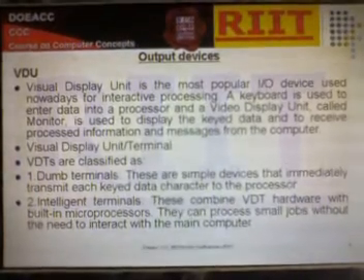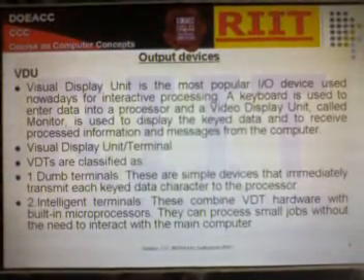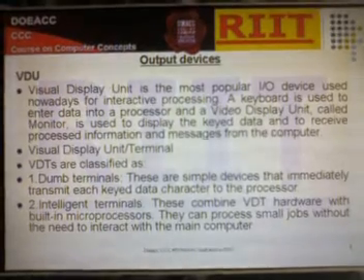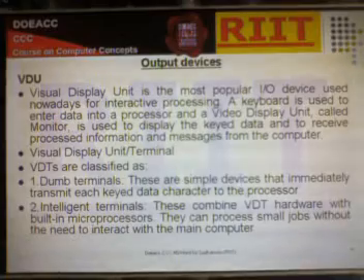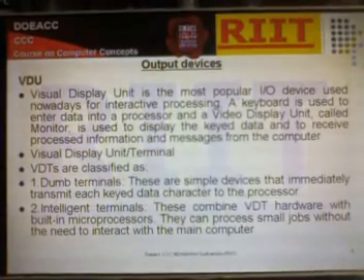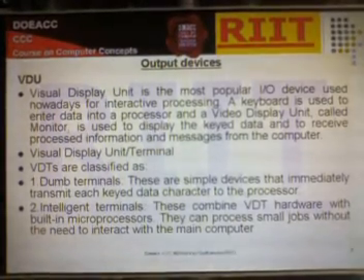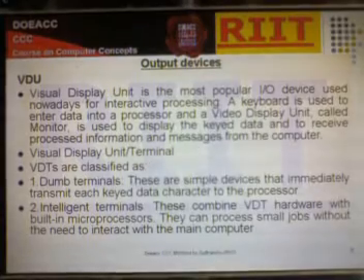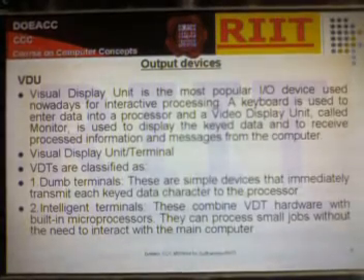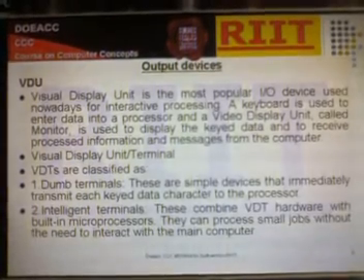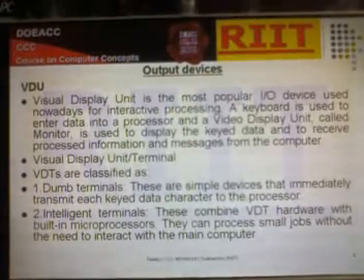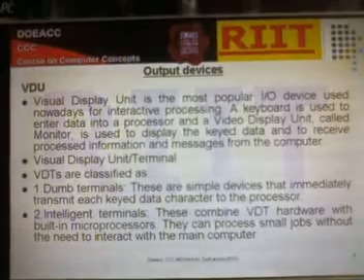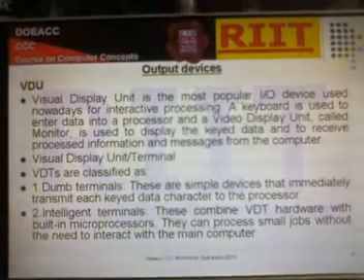Visual Display Unit terminals, VDT, are classified as dumb terminals. They are simple devices that immediately transmit each keyed data character to the processor. Intelligent terminals combine VDT hardware with a built-in microprocessor. They can process small jobs without the need to interact with the main computer.